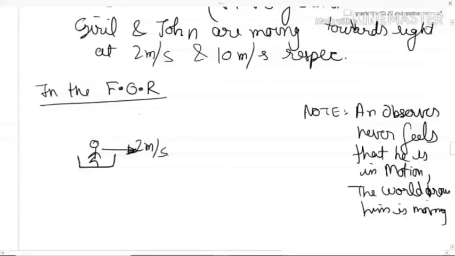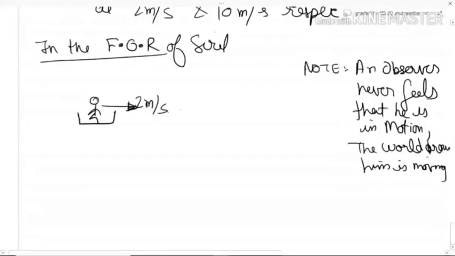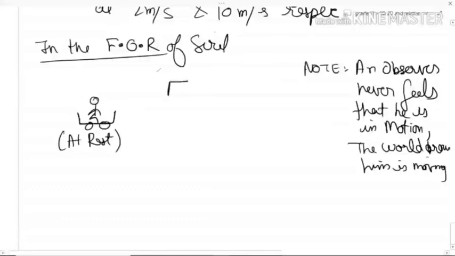So in the frame of reference of Cyril, can you see, guys, in the frame of reference of Tanish, this was moving with 2 meters per second, this was moving with 10 meters per second. But when Cyril observes himself, he will not see his velocity as 2 meters per second. He will see himself to be at rest. Now what will happen to the velocity of the car?